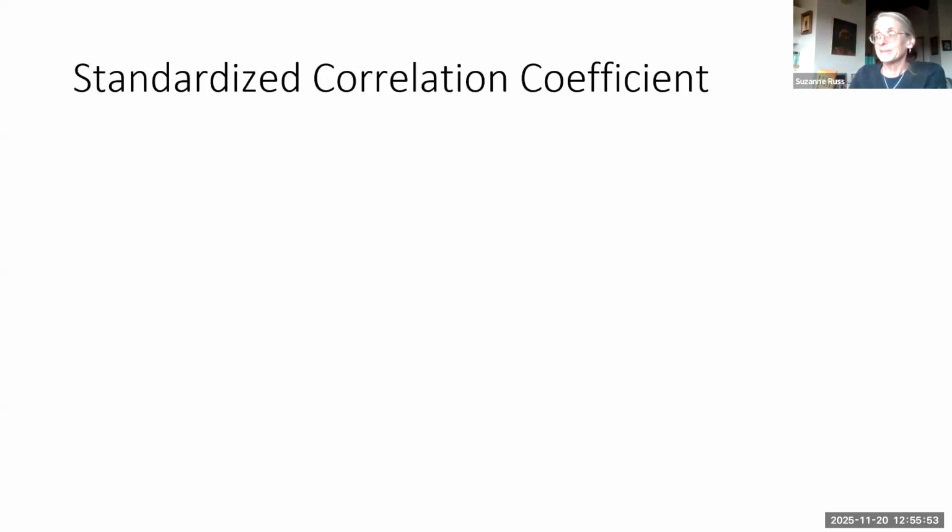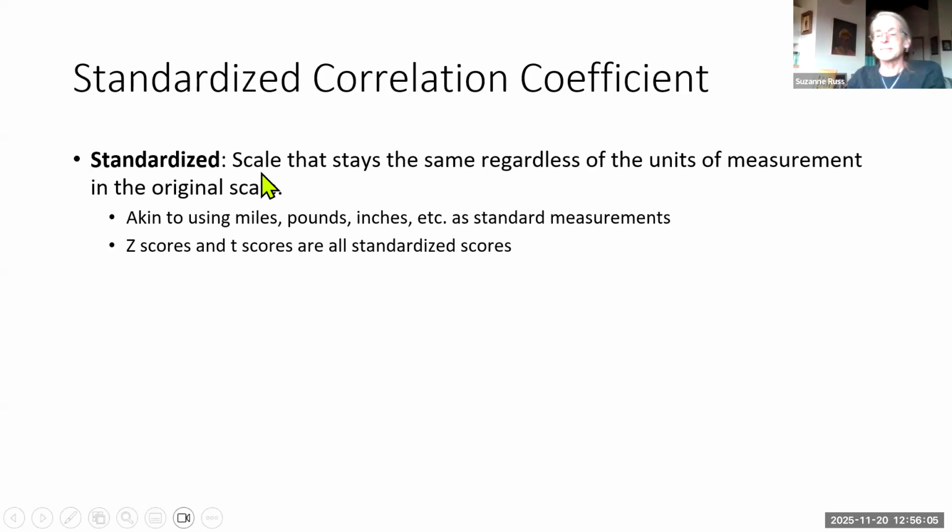I had better figure out exactly how long my feet are in a standardized measure because that allows us to communicate. And so we also have a standardized correlation coefficient. The standardized just means the scale stays the same regardless of the units of measurement in the original scale. If I measured my rug in feet like I just described, like my footprint, I've got to standardize it in order to buy my carpet. Things like miles, pounds, inches, all those are standard measurements. And of course, in our statistics, our z-scores were standardized measurements.